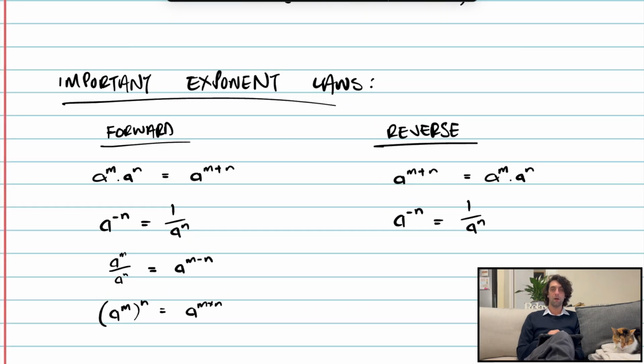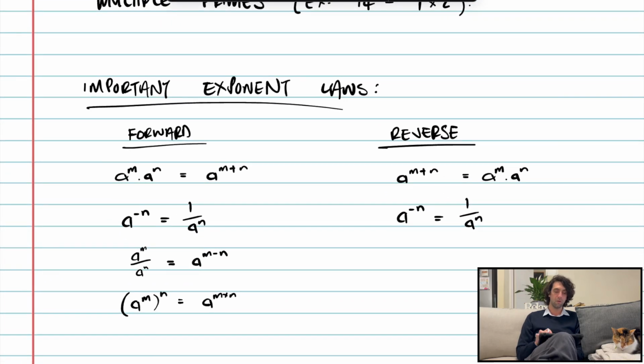Just to quickly go over some important exponential laws that you need to know for this section, I've highlighted the important ones over here for you. So the first one is the multiplication law, right? If we have a to the power of m times a to the power of n, notice that the bases have to be the same for this law to apply. Okay, if we multiply those together, we add our exponents.